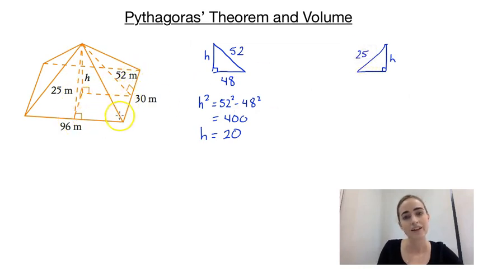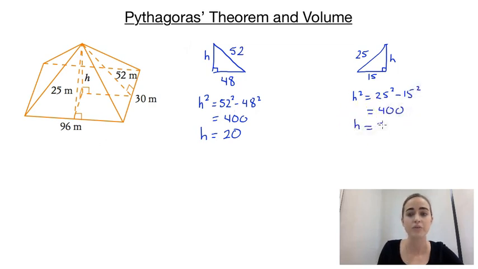Now this side length along here is 30, which means if we're going from the center out to this side, that's going to be half of that, which would be 15. So now we have h squared is equal to 25 squared minus 15 squared, which would again give us the 400, so that when we square root it, we do end up with 20. So again, you only need to do one of these, one or the other, not both, but either way you're going to get that same perpendicular height.